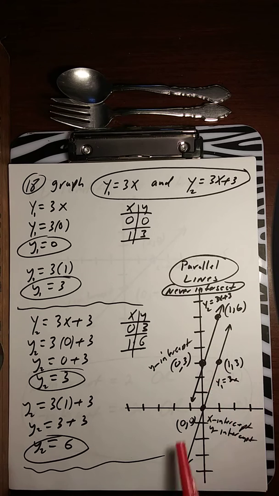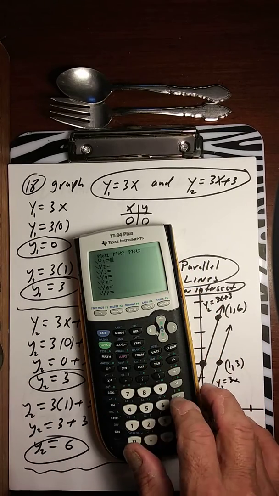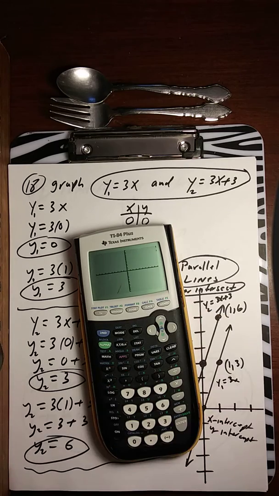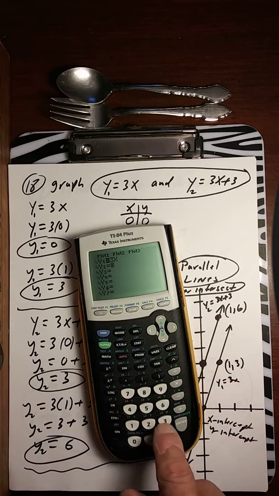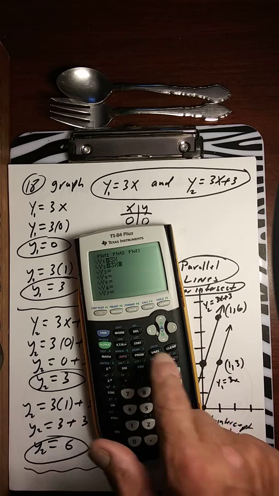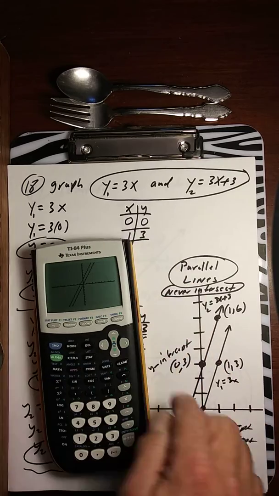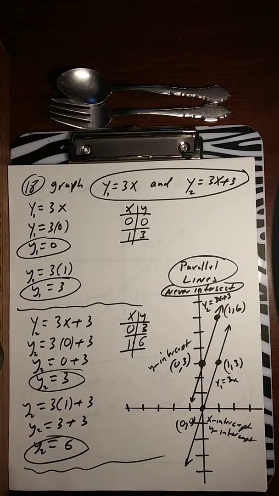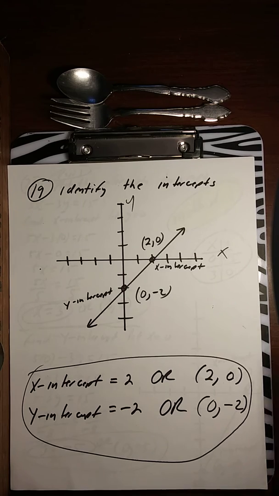So we connect the dots. They're parallel lines like that. Or let's do it in the calculator. Sure, why not? 3x. So we're going to put in 3x, graph. There's one line. Second graph: 3x plus 3. Hit graph. And there's a second line. Parallel lines like these. You can trace if you want to, look at some points on there. And they never intersect.